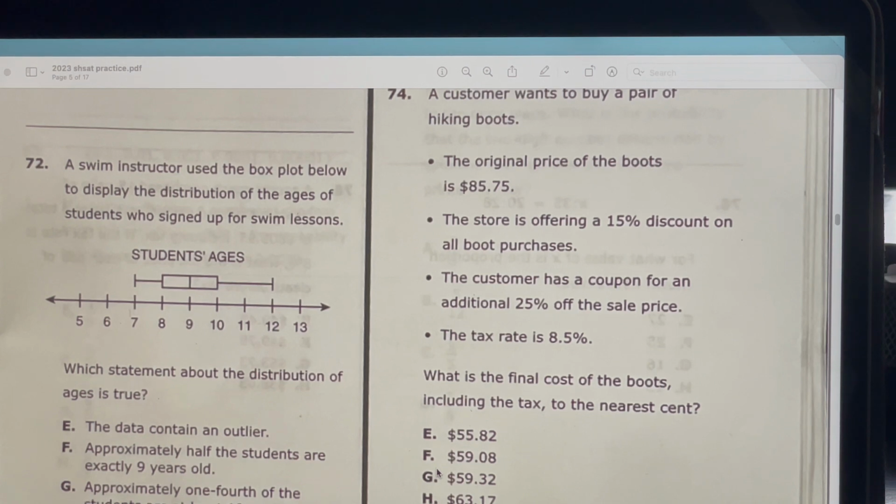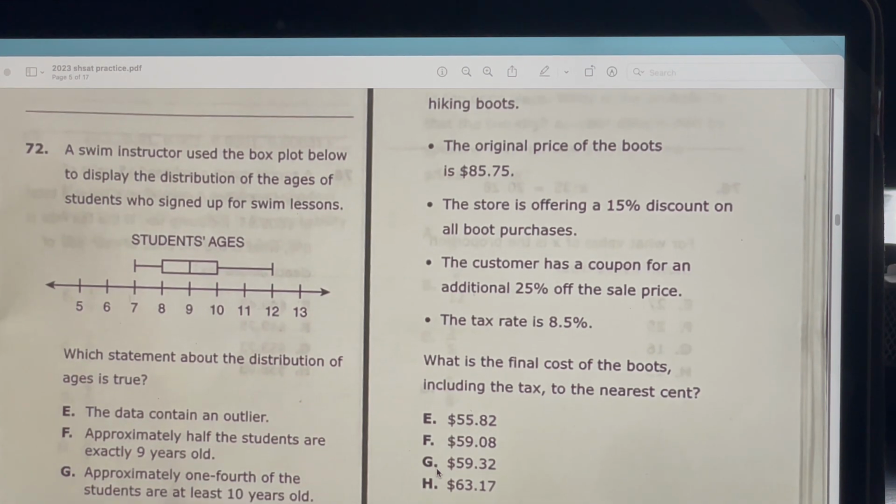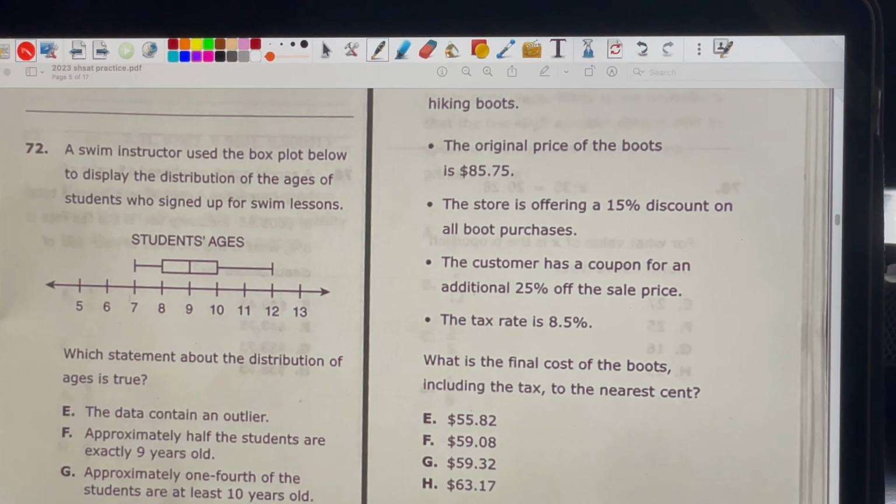A customer wants to buy a pair of boots. Okay, the original price of the boots is 80, what? Oh, you want the final cost. So the cost of the boots is $85.75. There's a 15% discount, and there's another 25% discount, and then the tax rate. What is the final cost?